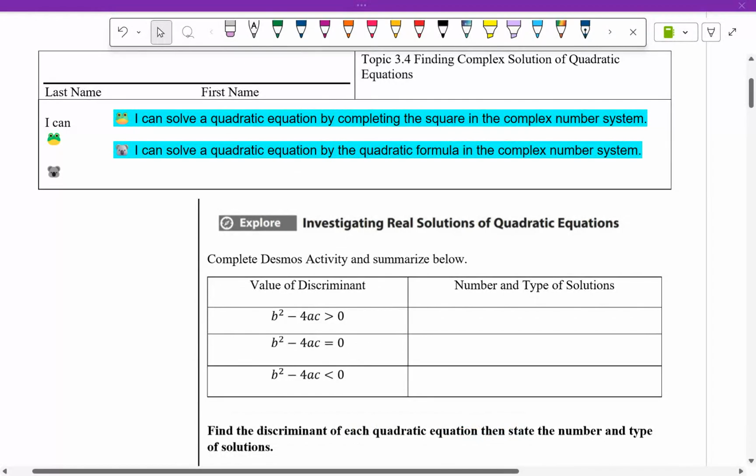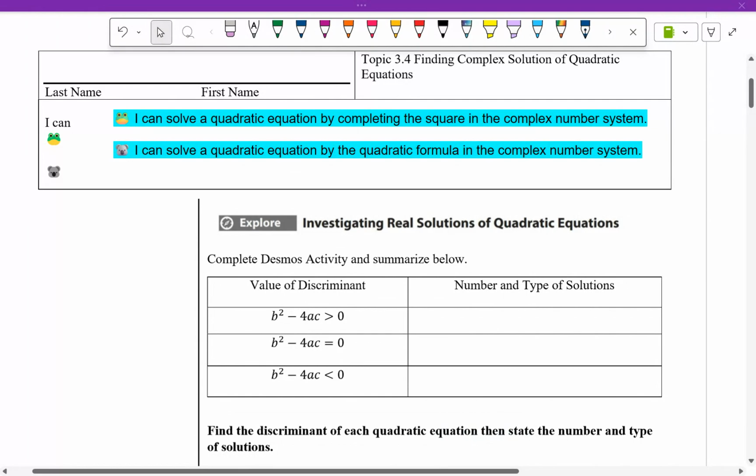Ready? 1, 2, 3. I can solve a quadratic equation by... Perfect. Okay. How do we know an equation is quadratic by looking at the equation? It has an x squared in it, right?